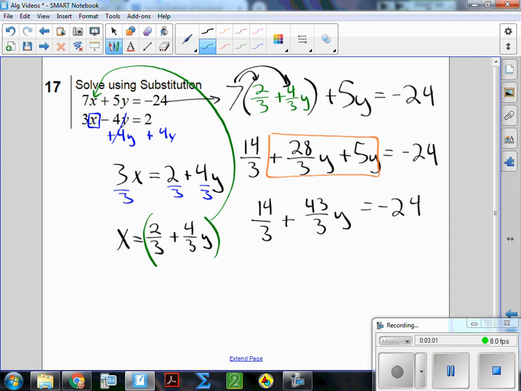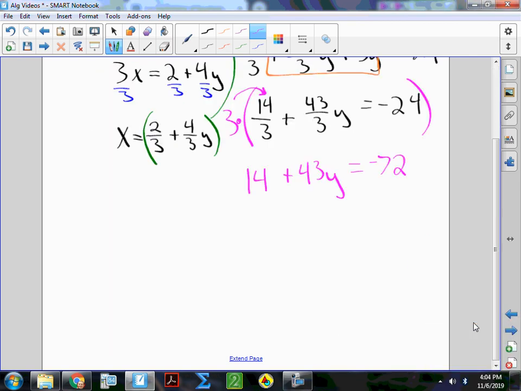Now you can keep working with the fraction. However, it is good to get rid of the fraction sometimes. So if I multiply everything by 3, I'm going to get 14 plus 43y is equal to negative 24 times 3, which is negative 72. And now I can just solve that the rest of the way. So minus 14, 43y equals negative 86. So y equals negative 2.